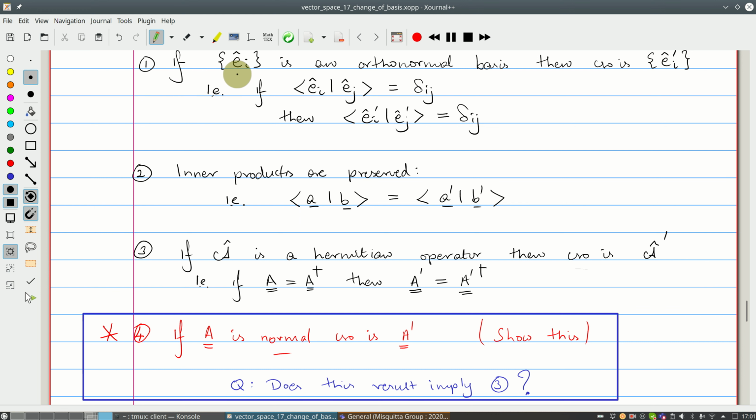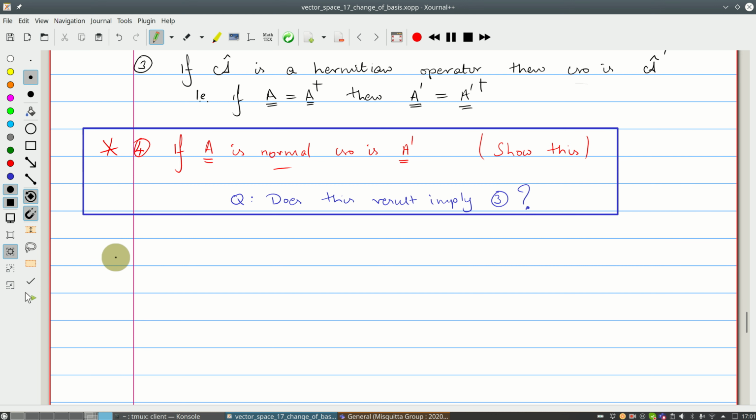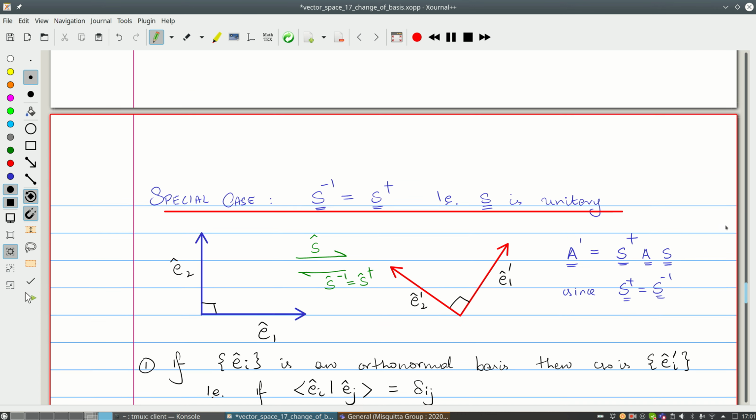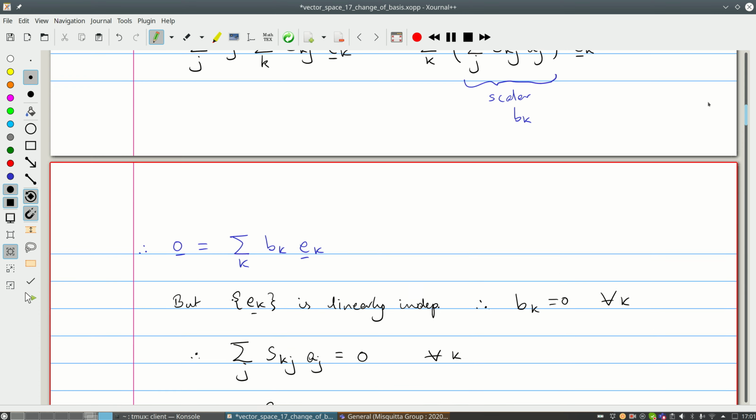So the first one: if e_i is an orthonormal basis, then so is e_i prime. The proofs are here, at least to sum up some of these. Number one, let's start, as always, with the primed side. So we consider e_i hat prime with e_j hat prime, and what I want to show is that this is equal to delta_ij. All right, so let's do it. So we know from the transformation that, let's go back a few pages, let's remind ourselves of what we need over here.